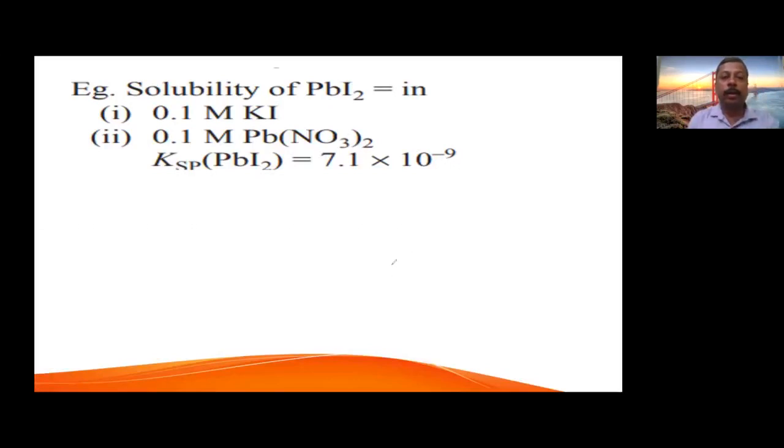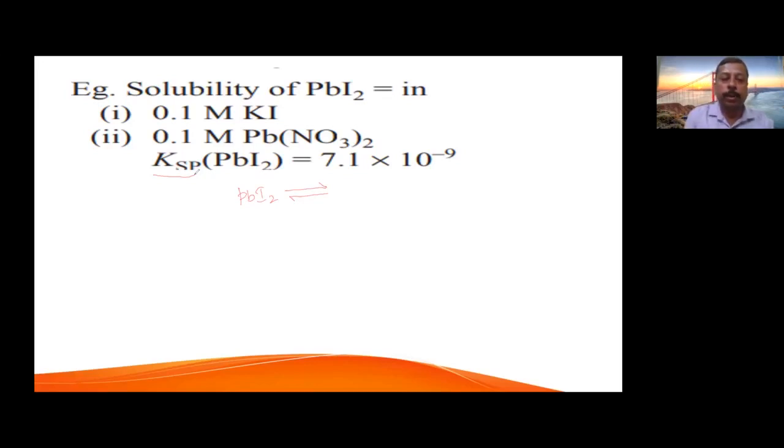Common ion effect, what it is and how it is going to affect solubility, is reflected and explained in this question. So PbI2 is sparingly soluble. Whenever I teach this, people ask, sir, how will we remember it is sparingly soluble? Simply, wherever KSP is given or asked, that means it is sparingly soluble.